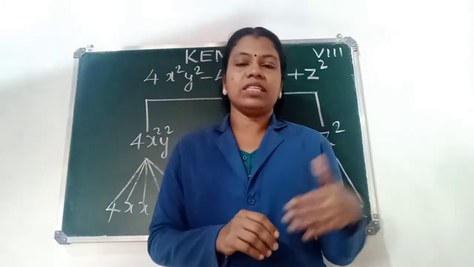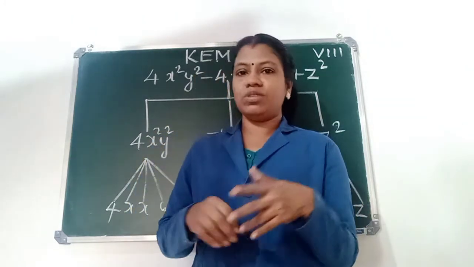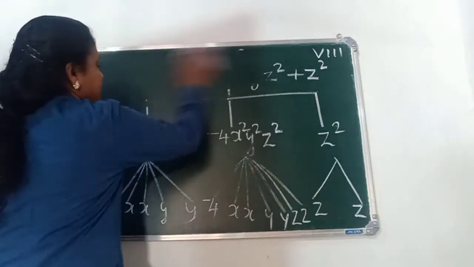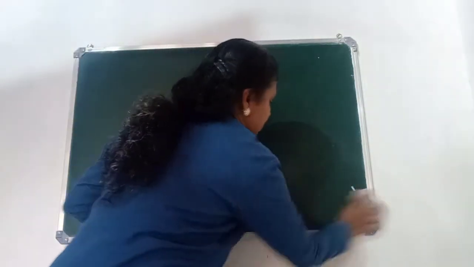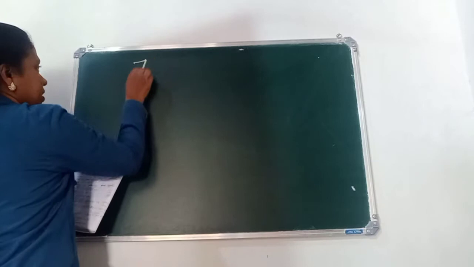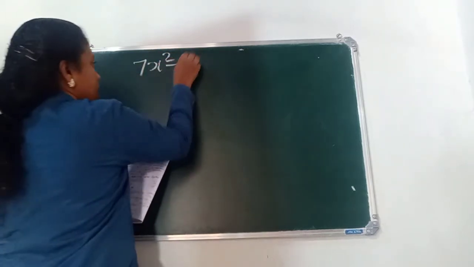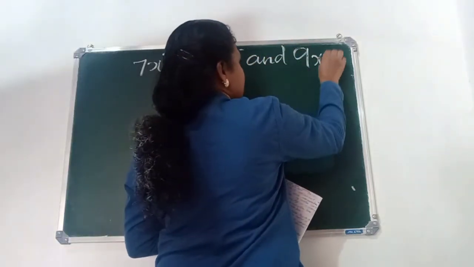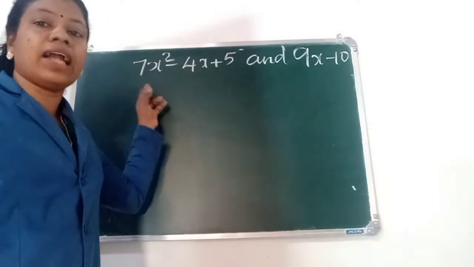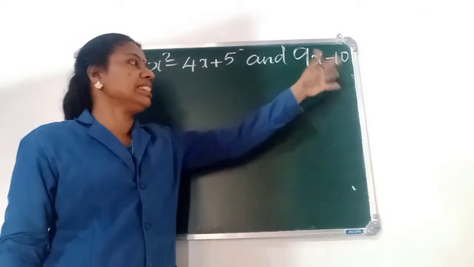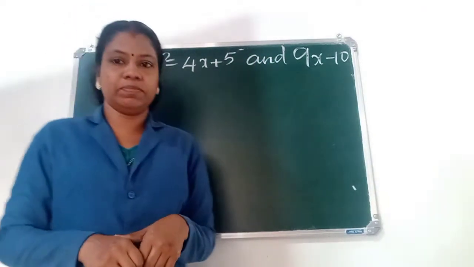Anyway, let us illustrate the addition and subtraction rules through examples. First example, listen. First we need to add the expressions 7x square minus 4x plus 5 and 9x minus 10. So this is the first question. Add these two expressions. So what is the step?